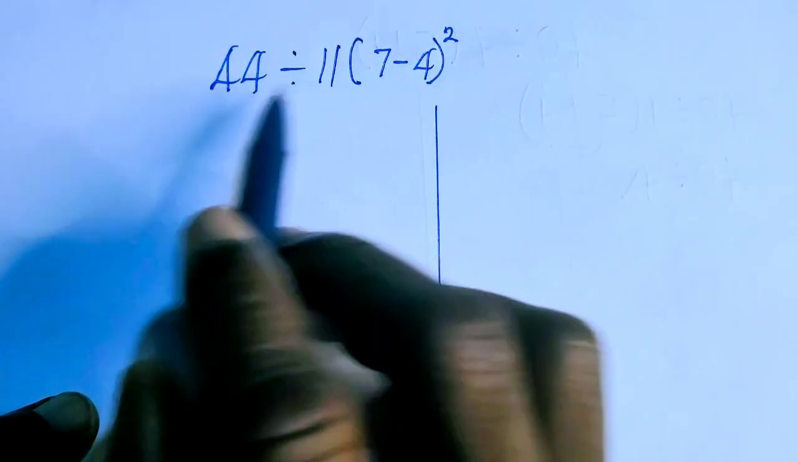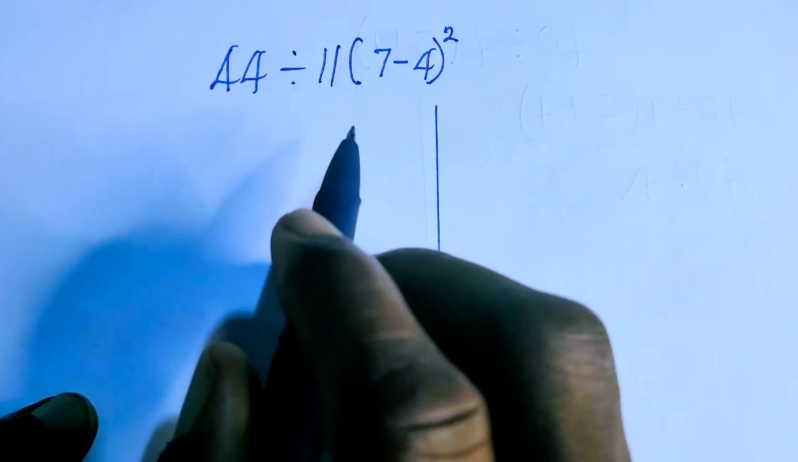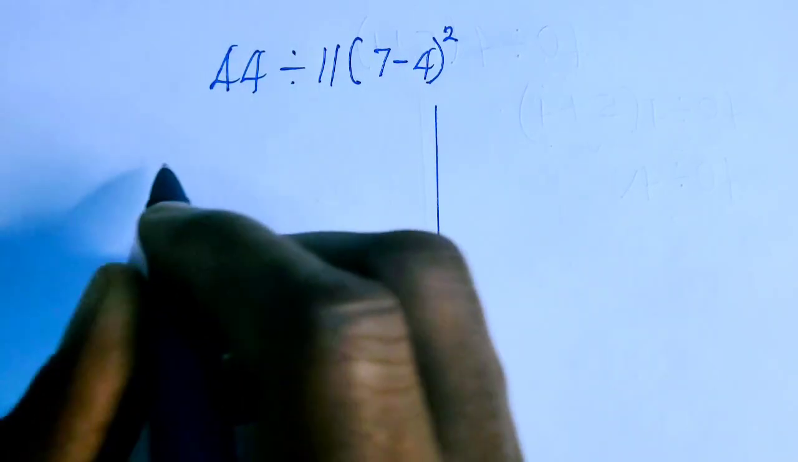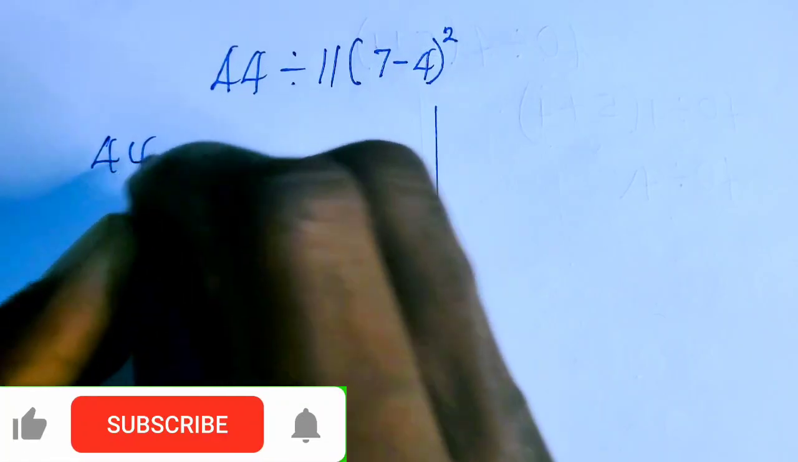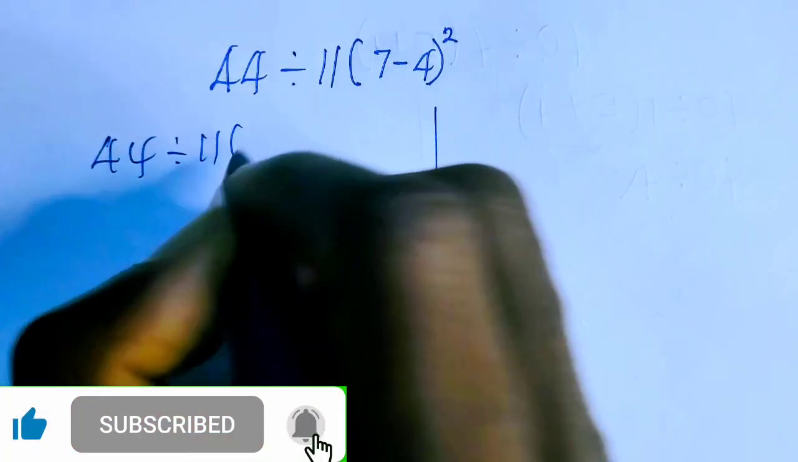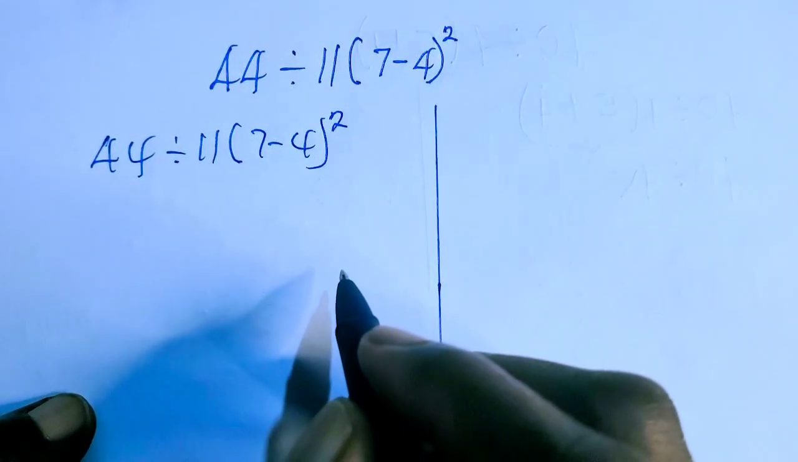About 99% of students got this simple algebraic expression wrong. Now, look at how some students simplify this expression. We have 44 divided by 11 into 7 minus 4 to the power of 2.